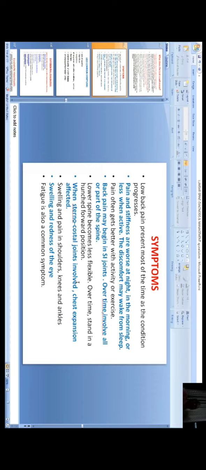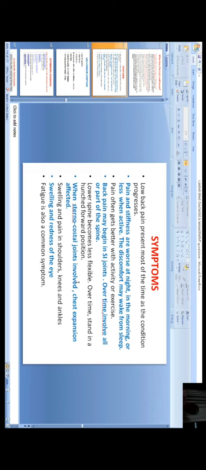Pain and stiffness are worse at night and in the morning. In the morning, stiffness is there. When the patient becomes active, the pain diminishes. Discomfort may wake the patient, that is, while making a lateral rotation during sleep. The patient may wake due to pain, that is, severe pain is experienced. Pain gets better with activity or exercise.